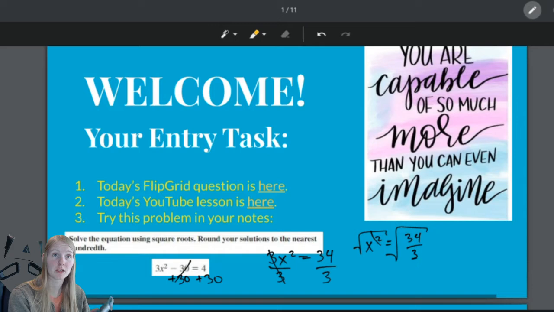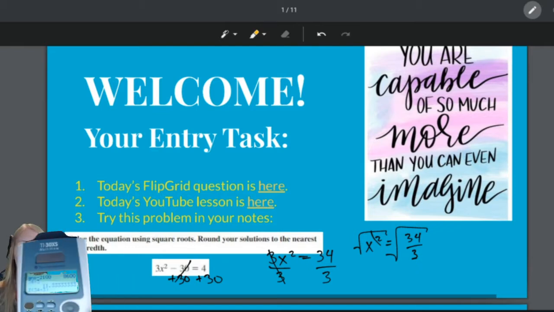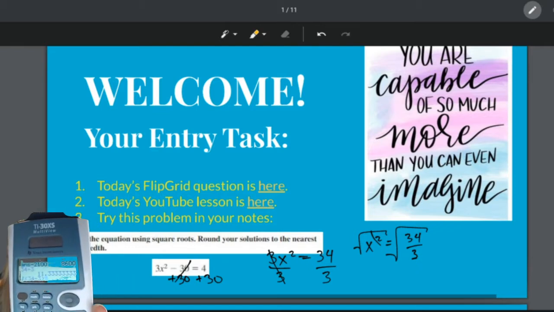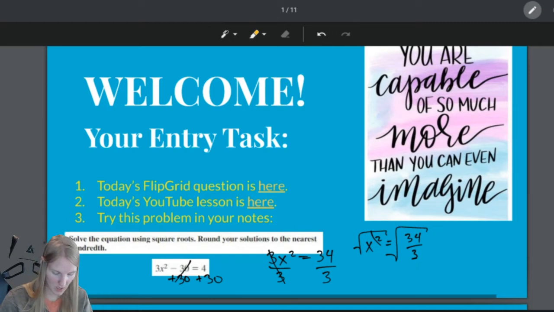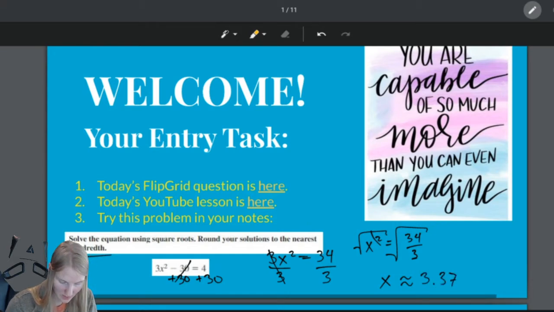So I'm just going to type into my calculator square root of 34 divided by 3. So you can see that, it looks just like that. And when I hit enter, I get that x is approximately, remember we use these squiggly equals signs to mean approximate, and we are rounding to the nearest hundredth. So 3.37, because remember this is tenths and this is hundredths. Okay, and there you have it.